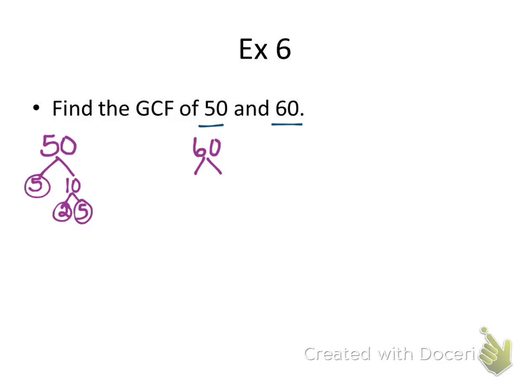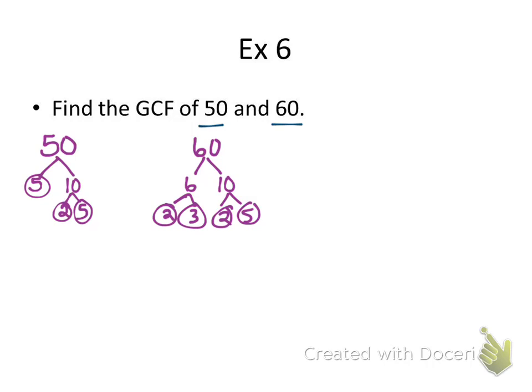Okay, 60. Raise your hand if you can do 60 for me. Tanisha. 6 and 10. Okay, keep going. 10 is 5 and 2. Then next one, 6. We're going to do 2 and 3. Okay. So that's step 1.